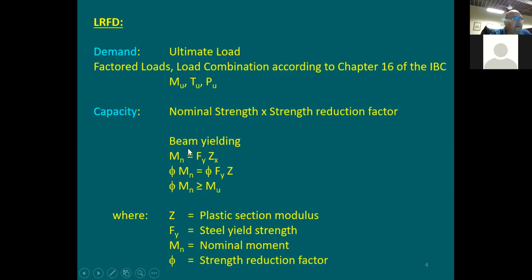In LRFD, one section of the safety is going to be in the ultimate load, in the demand. The other section of it is going to be on the capacity side. Which means for the loads, you have safety because you multiply by a factor to increase them. And for the capacity, you have a smaller factor, 0.9, less than 1, to bring it down to the capacity point. Any questions on this?